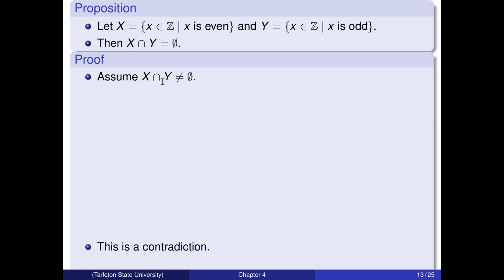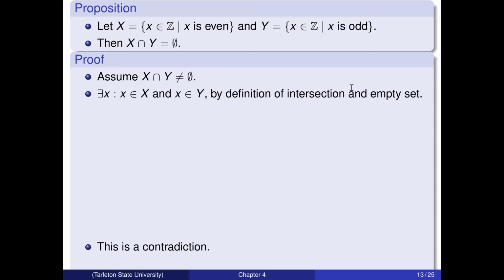Let's assume X intersect Y is not empty. We want to show this leads to a contradiction. Well, if this intersection is non-empty, there's got to be something in there, right? So there must exist some x such that x is in capital X and x is in capital Y. But that means that x is even and that x is also odd, because that's the definition of these sets, capital X and capital Y.